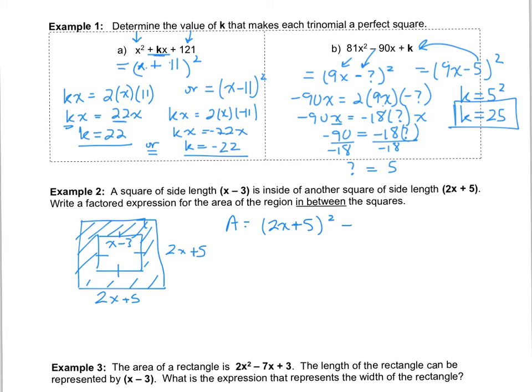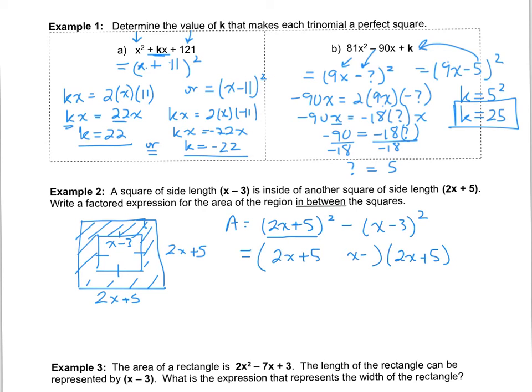All right, what I'm thinking in terms of this is I could find the area of the entire large square, which would be 2x plus 5 all squared, and then I could take away the area of the inner square, which is x take away 3 all squared. Now this actually is a difference of squares, so I'm going to factor it as a difference of squares. I'm going to square root the first term. It's going to go at the beginnings of my brackets. I'm going to square root the last term. It's going to go at the ends of my brackets.